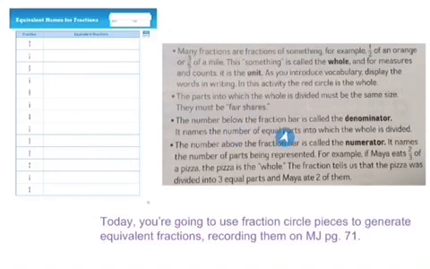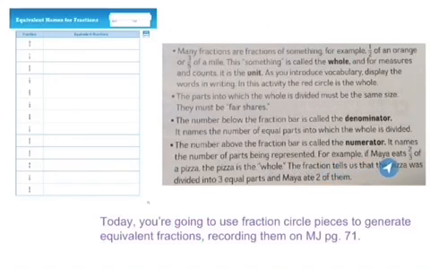The number below the fraction bar is called the denominator. It names the number of equal parts into which the whole is divided. And the number above the fraction bar is called the numerator. You want to make sure these words are in your notes. And the numerator is naming the number of parts that you're actually talking about right now, the ones being represented.